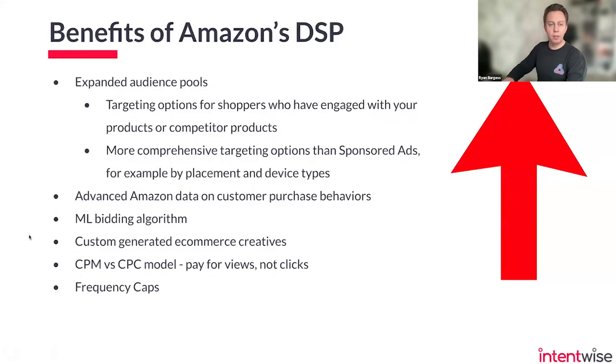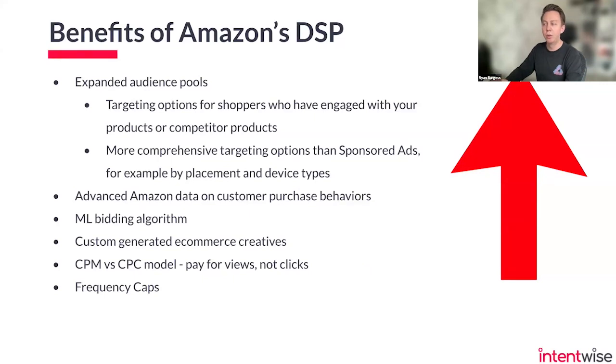All right, so let's get into some of the clear benefits of Amazon's DSP. I think one of the first major benefits that we've talked about is the expanded audience pools, right? So targeting options for shoppers who have engaged with your products or competitors' products, and much more comprehensive targeting options than sponsored ads, for example, by placement and device types.